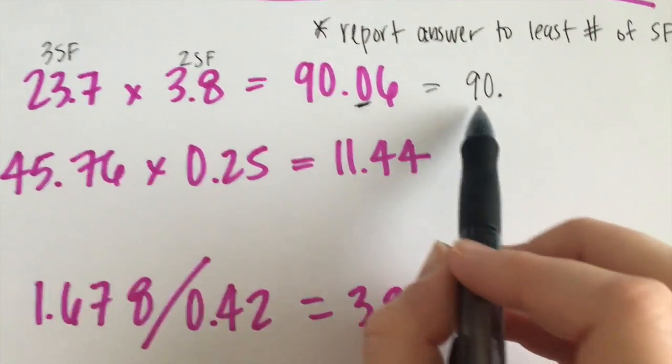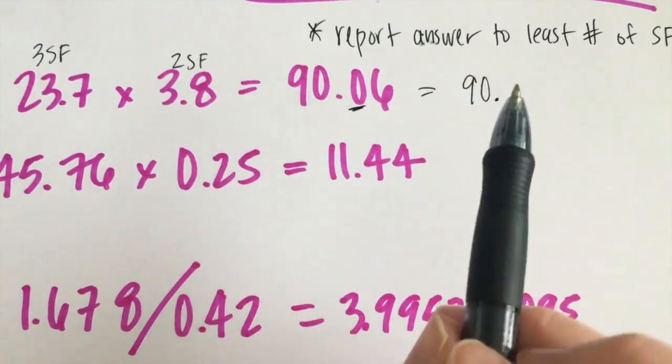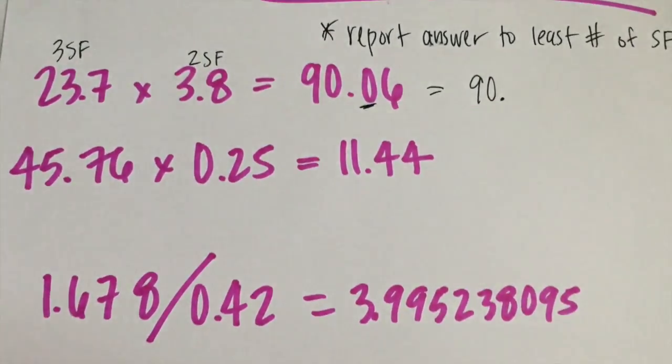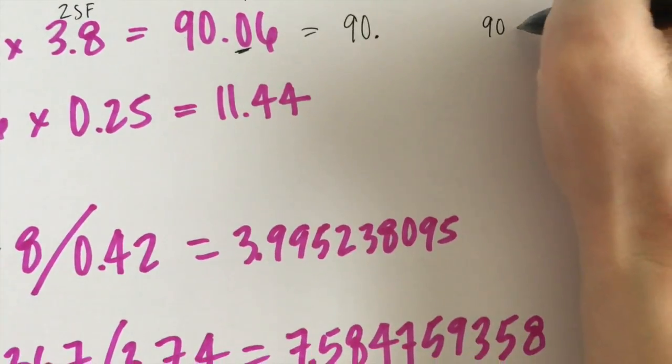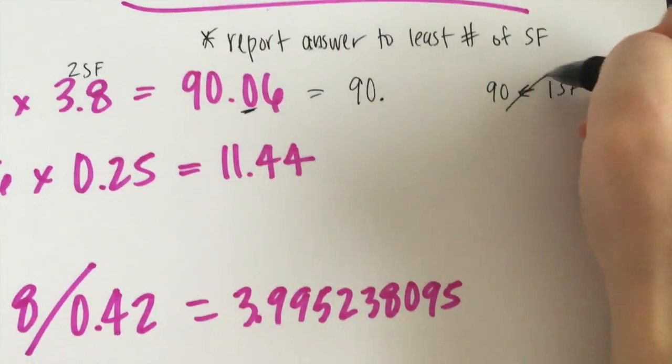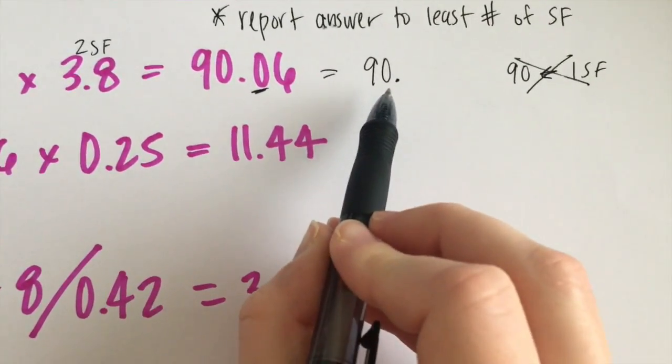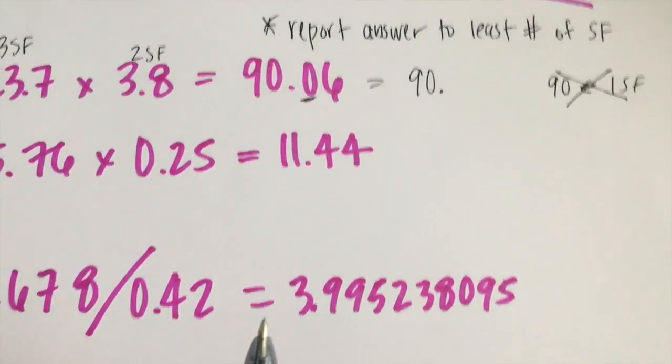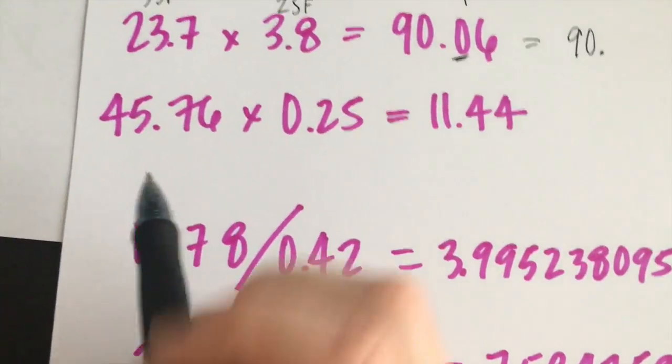Remember, that's 2 significant figures. You cannot write just 90. Remember, that's 2 significant figures. This one just has 1 significant figure, right? So that isn't right. You have to write it like this. Okay? Let's look at this one.